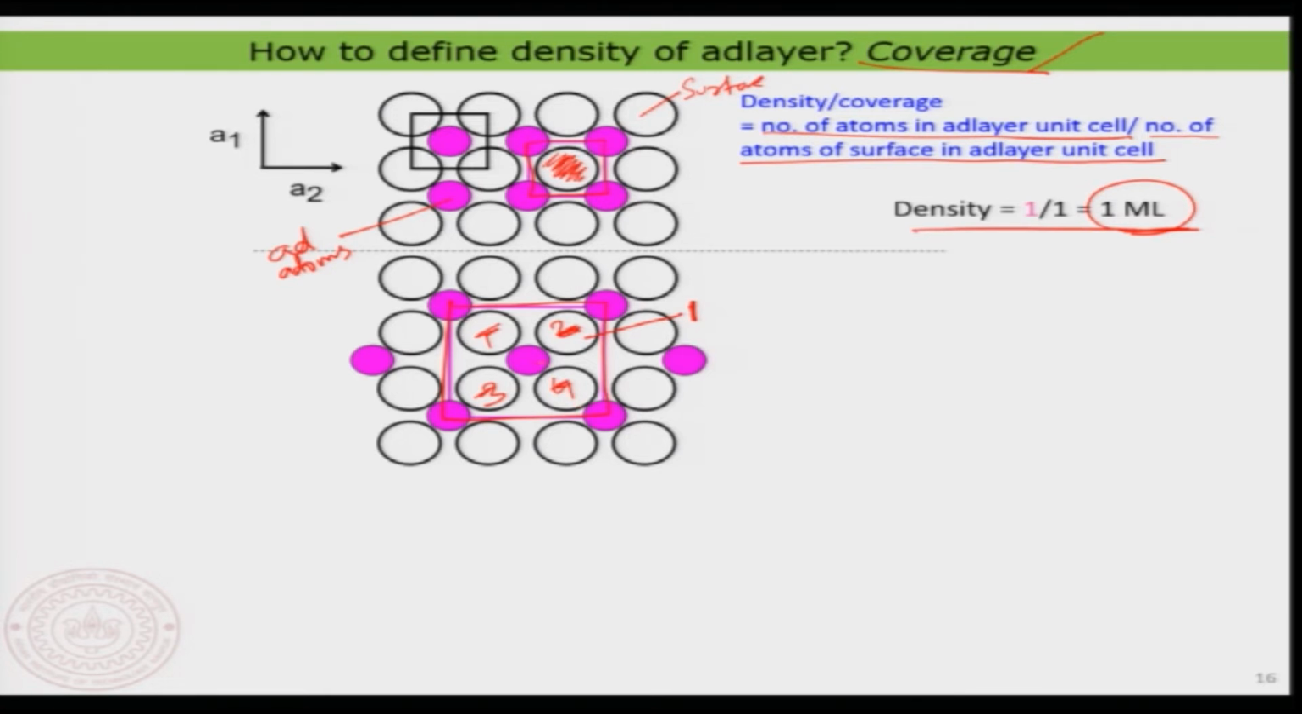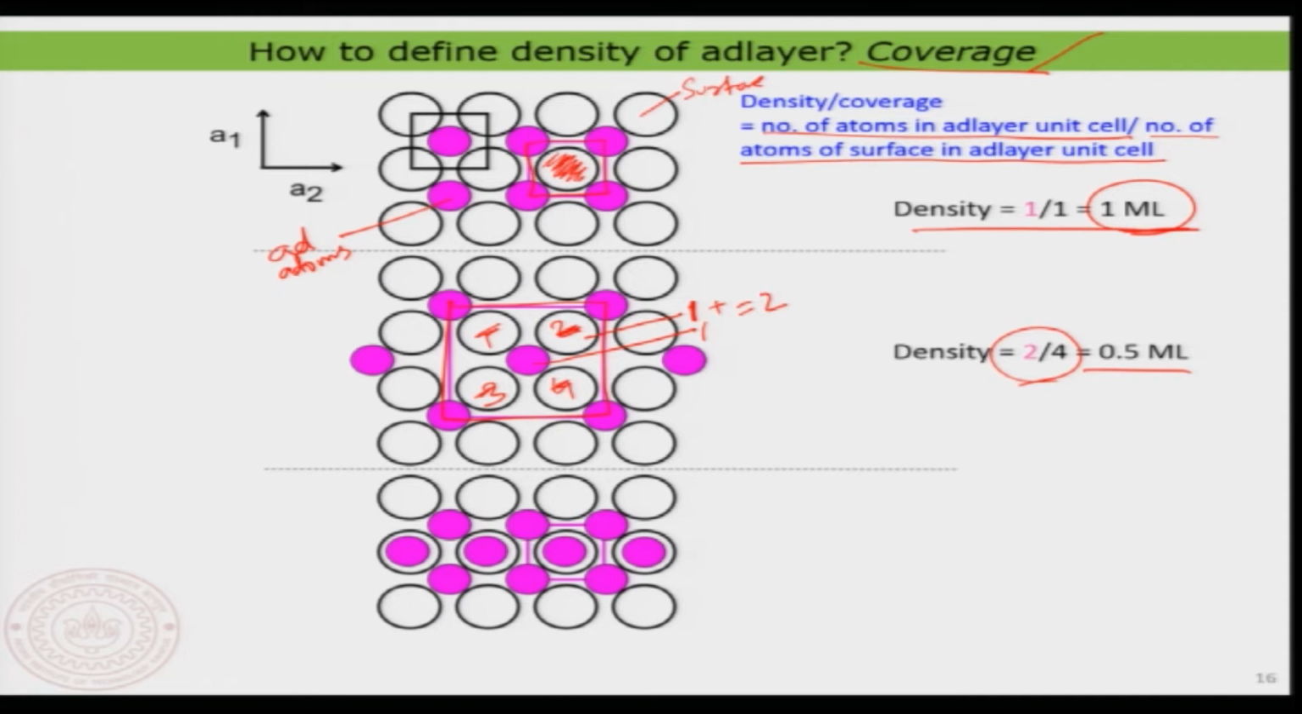For the Adlayer I have basically 1 here and 1 here. So, in total I have 2 atoms. That means 1 plus this one, which is equal to 2. So, if I now calculate the density or the coverage, you basically have 2 by 4, and that is something called a half monolayer. That means the surface is half occupied by the Adlayer atoms.